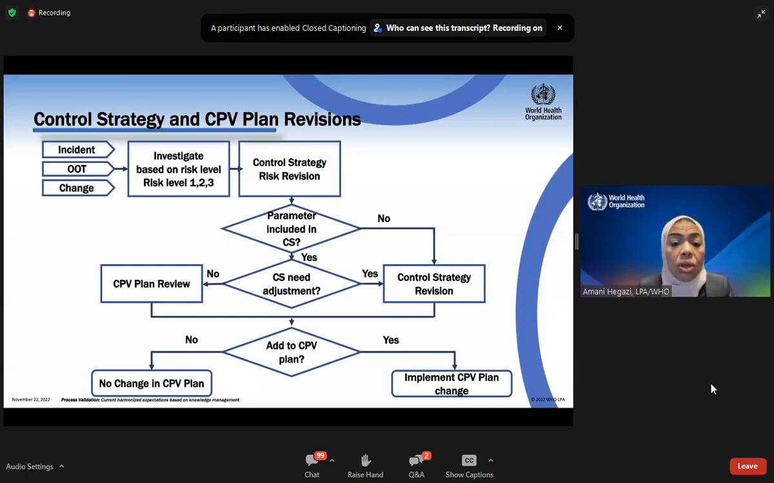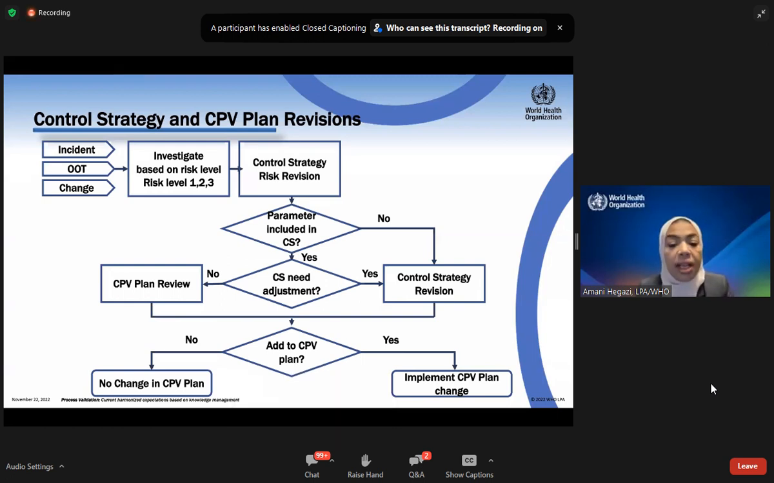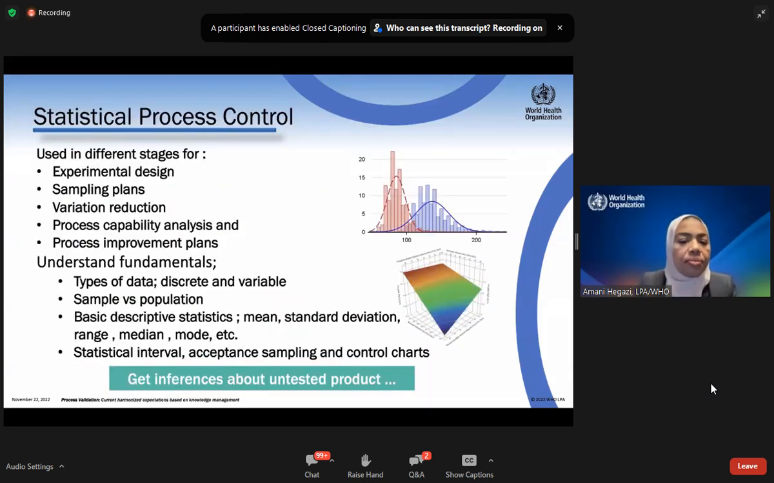And maybe it is included, but yet the range needs to be adjusted. The monitoring frequency should be adjusted. And then this may require the continuous process verification plan revision as well. And then finally, we add to the continuous process verification plan and implement the plan change, or it may not be, based on the encountered risk, maybe no change is required.